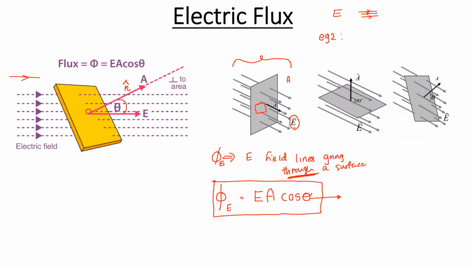So this arrow right here is the perpendicular drawn to your area, right? This is your area. This yellow thing is your surface. And when you draw a perpendicular to that, this is what you get. So the angle theta is the angle between your electric field and this perpendicular. So that is very important, okay? Theta is the angle between E and n hat. We call this direction, which is the perpendicular, n hat. n hat is the perpendicular direction to the surface or the area.